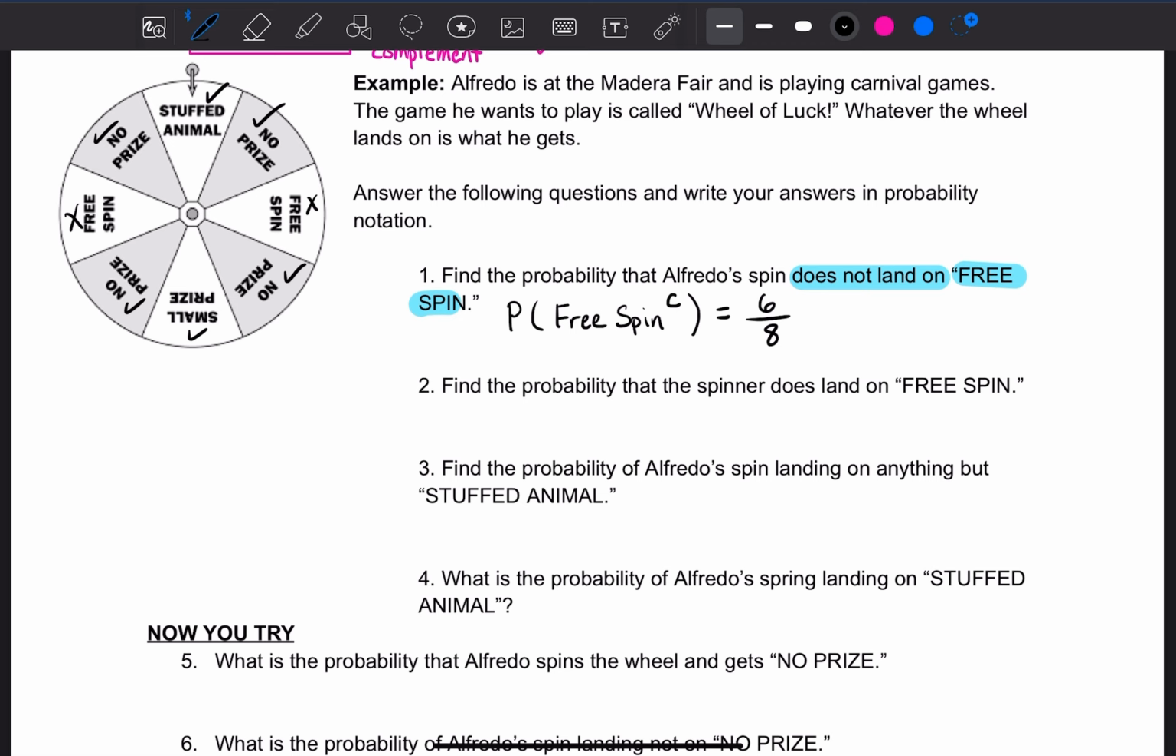Now, if I convert that to a decimal, I'll grab my calculator and do 6 divided by 8. And that is 0.75. Now, as a percent, again, I would multiply by 100, and I will get 75%.